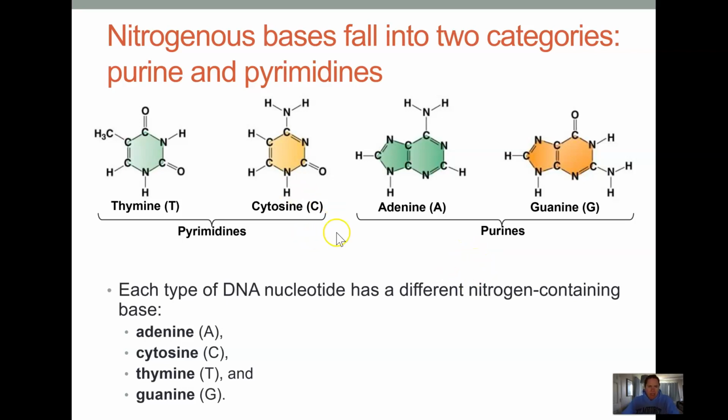And also, I don't think I've talked about the names of these, right? So A stands for adenine, G stands for guanine, cytosine is C, and of course thymine is T.